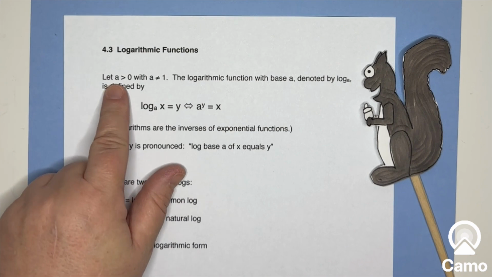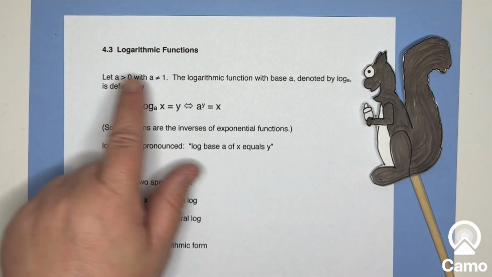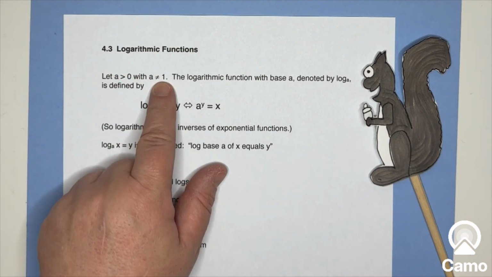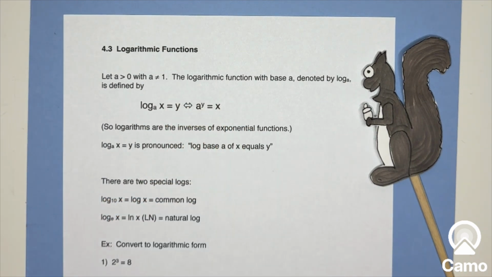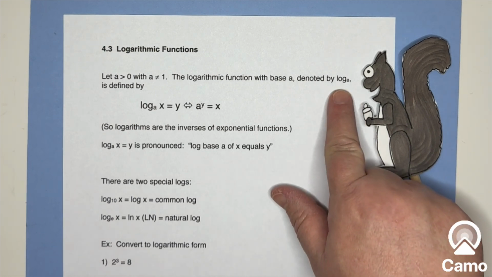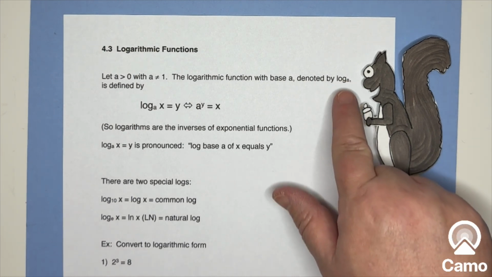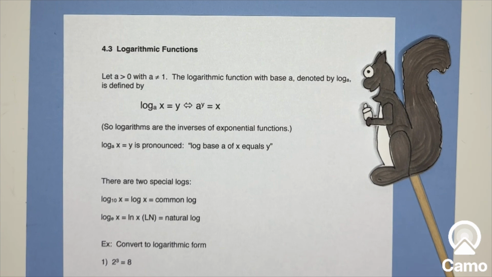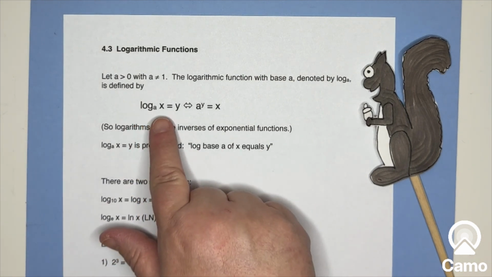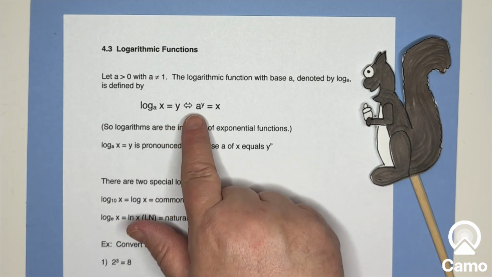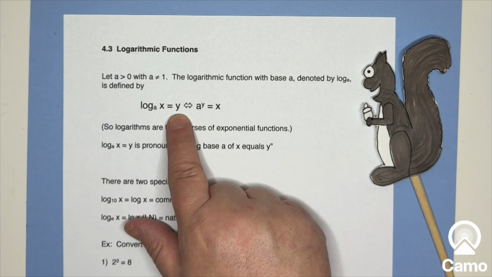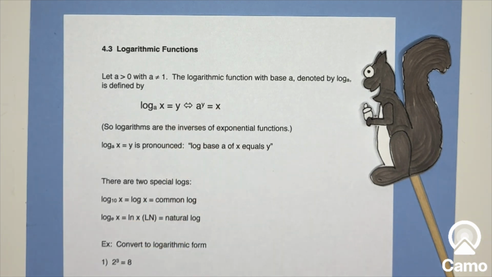We're going to let a be a positive number, but not equal to 1. So that's where we're going to start off. And the logarithmic function with base a, denoted by log with a little tiny a in a subscript like that, is defined by log base a of x equals y corresponds with a raised to the yth power equals x.